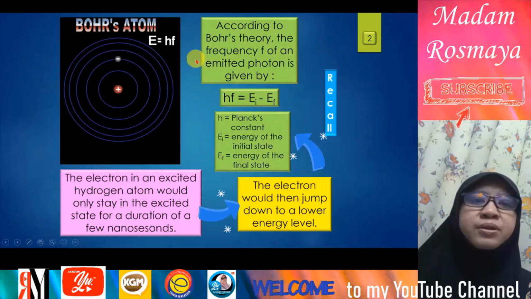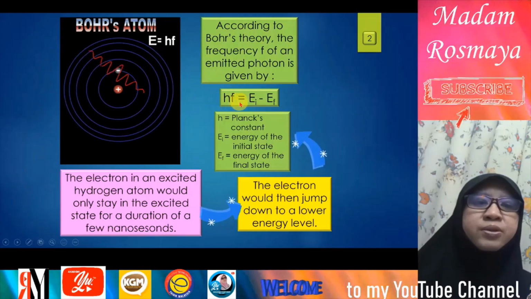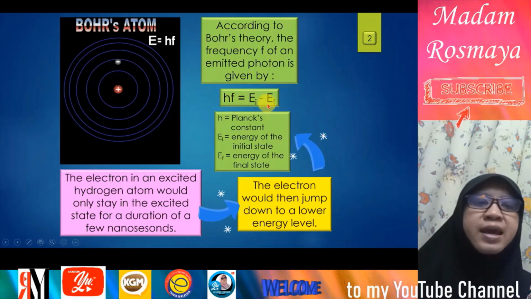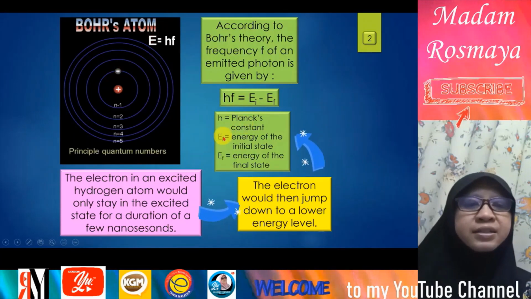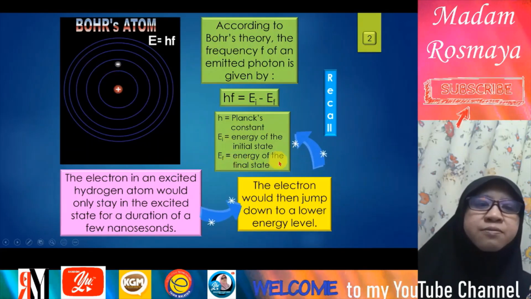According to Bohr's theory, the frequency f of an emitted photon is given by hf = Ei - Ef. So h is Planck's constant, Ei is the energy of the initial state, and Ef is the energy of the final state.